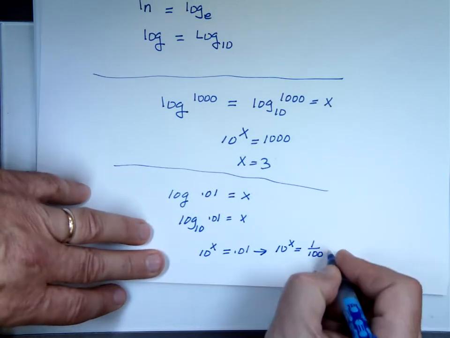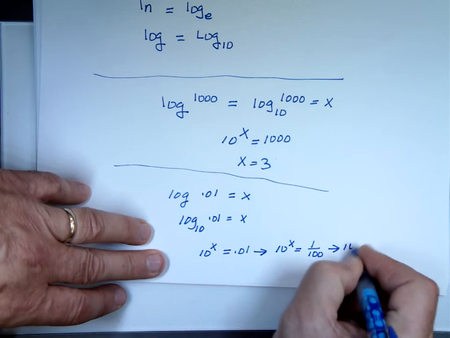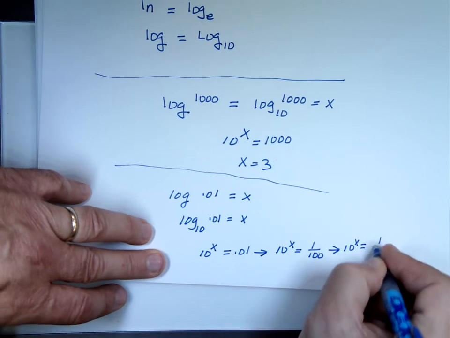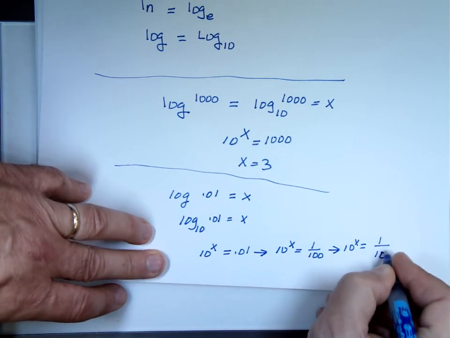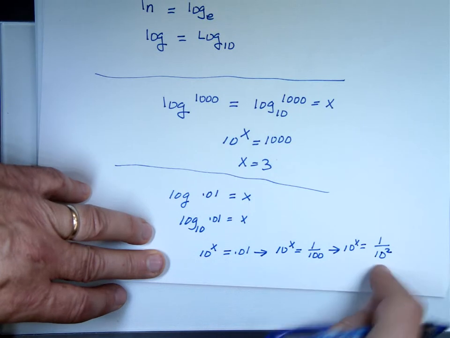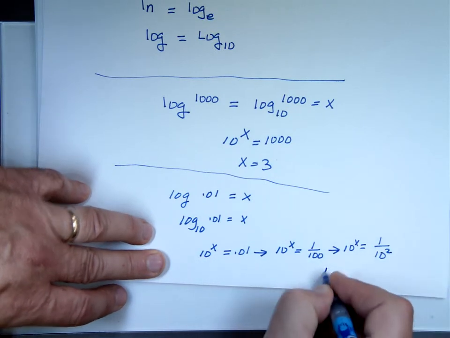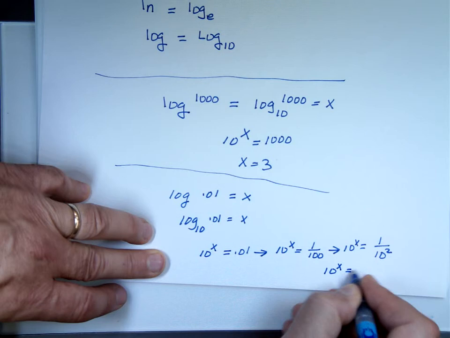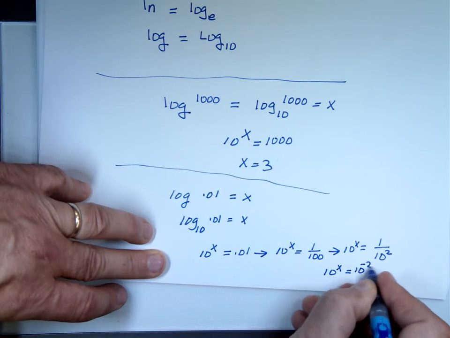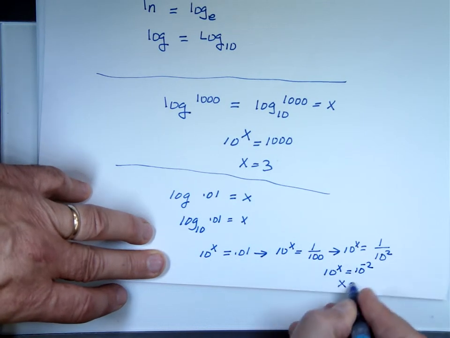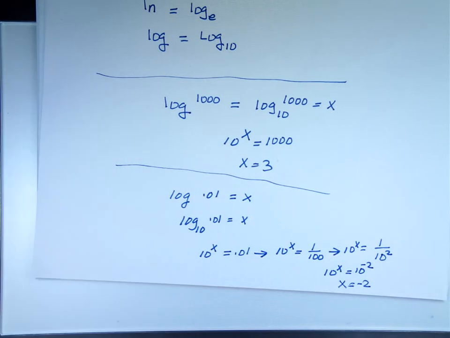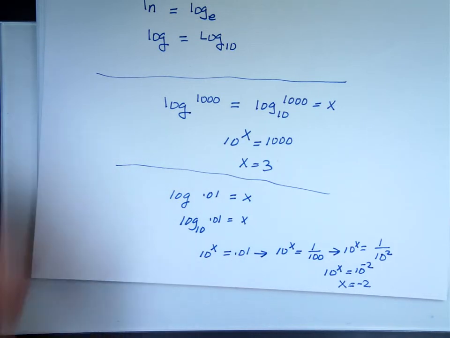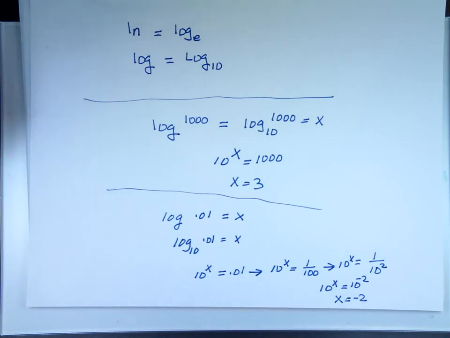Which means what? 10 to the power of x equals 1 over 10 to what power? Squared. When you bring that power to the top, it becomes what? 10 to the minus 2. So what does x have to be? Negative 2. I bet you if we go to our calculator and hit that key there, it should give me a minus 2.